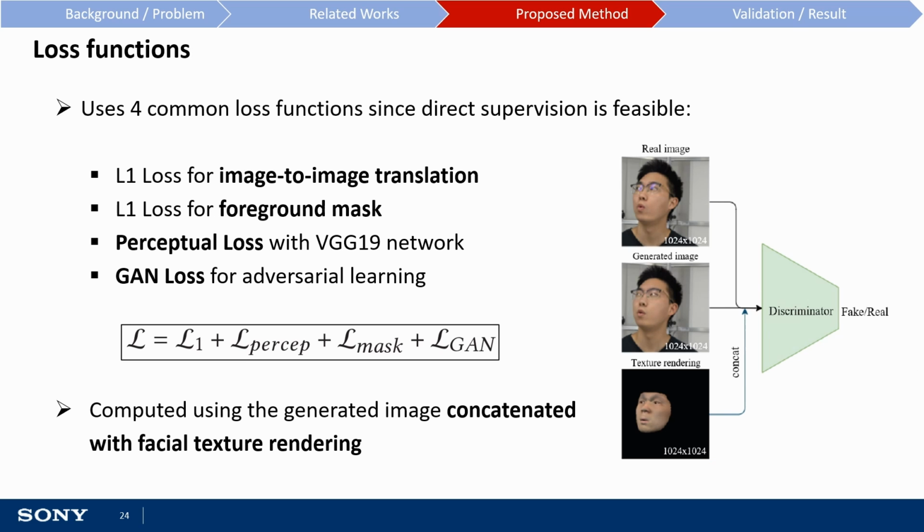So in terms of loss functions, as direct supervision is feasible for their task, they utilize common L1 and perceptual loss with a VGG19 during the training process. Additionally, they incorporate an L1 loss for the foreground mask. They also include a GAN loss for adversarial learning. The final loss is computed as the weighted sum of individual losses. The loss values are calculated by concatenating the pixel-aligned texture renderings with the generated images to create fake inputs for the discriminator, and they use the real image as the ground truth.